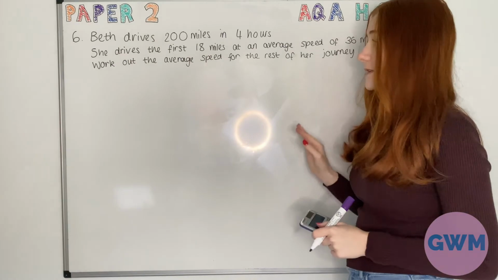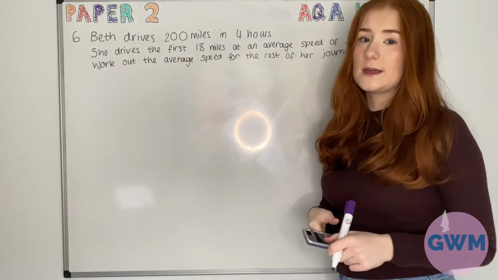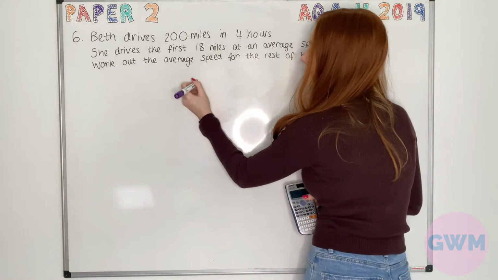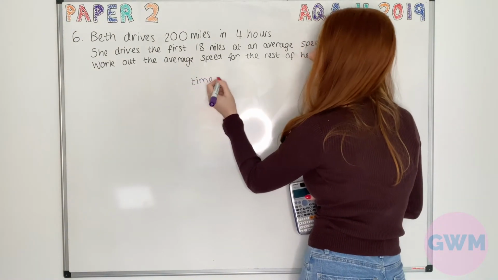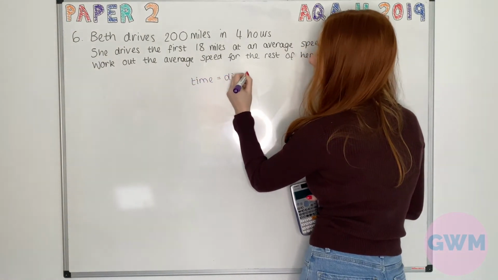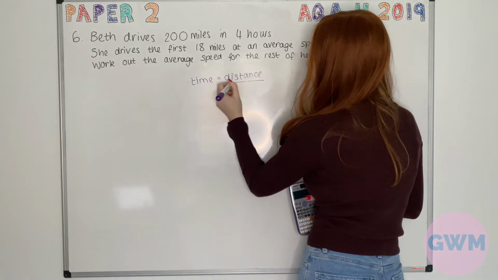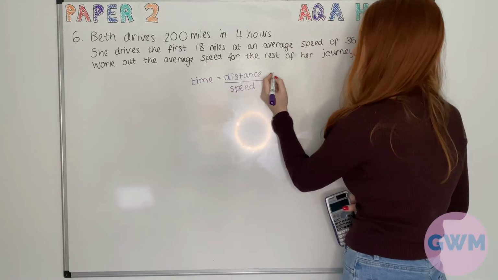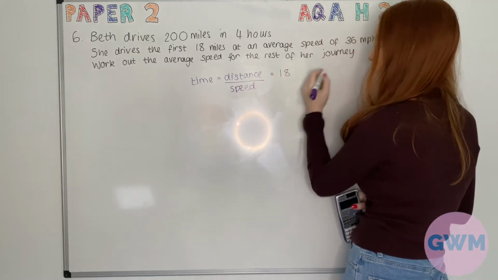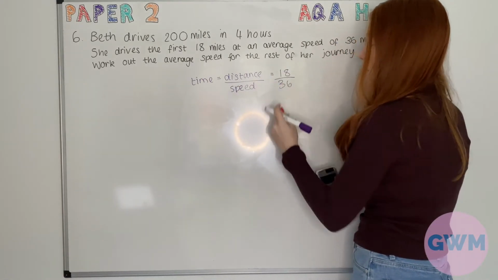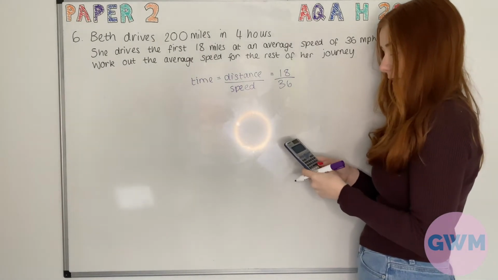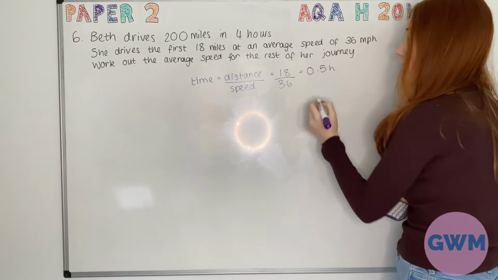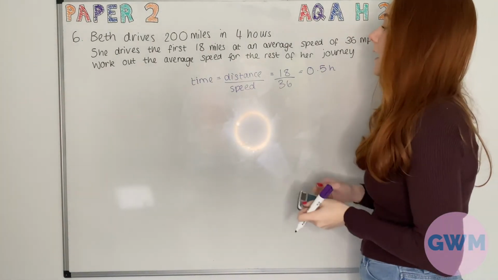Okay, so to do that, we need to know how long it took her to do the first 18 miles. So to get time from a distance and a speed, you do distance over speed. So in this case, she's gone a distance of 18 miles at a speed of 36, which you should know, but we'll check on our calculator, it's a half. 0.5, remember that's in hours, so it's taken a half an hour to get 18 miles.